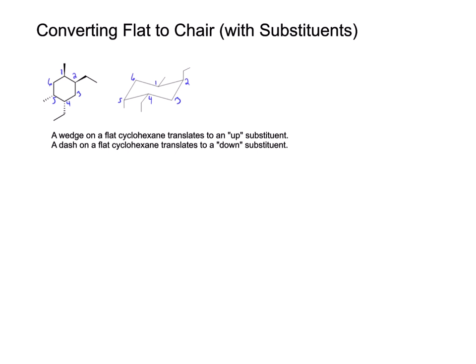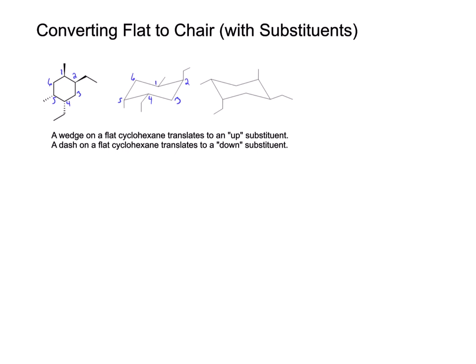At the 4, I have a dash ethyl group. So on the 4 on the chair, you can see that I have an ethyl group going down. Likewise, at the 5 on the flat version, I have a dash methyl group. So at the 5 on the chair, I have a down methyl group.